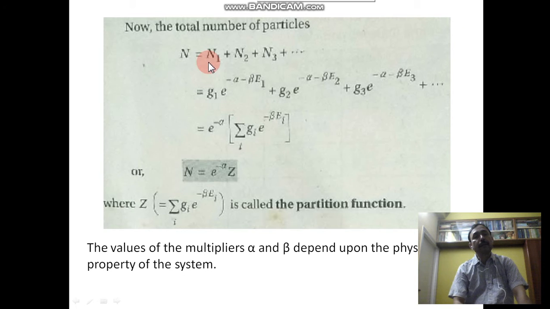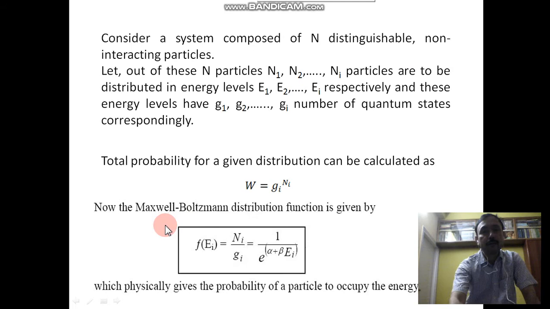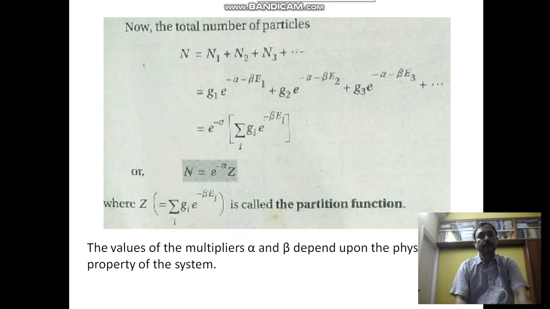Now the total number of particles N is equal to N1 + N2 + N3 up to Ni. From this formula, if we put i = 1, N1 = g1/e^(alpha + beta E1). If you move it to the numerator, then it is e^-(alpha + beta E). So N1 = g1 e^(-alpha - beta E1), N2 = g2 e^(-alpha - beta E2), N3 = g3 e^(-alpha - beta E3), and so on.